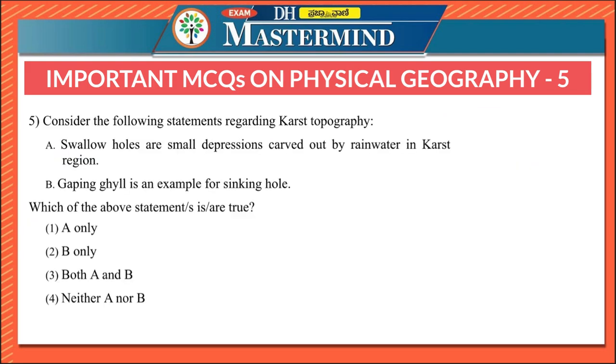Fifth question says, consider the following statements regarding karst topography. Swallow holes are small depressions carved out by rainwater in karst region. Gaping Hill is an example for sinking hole. So here, both the statements are correct. Therefore, the right option is option 3, both A and B.